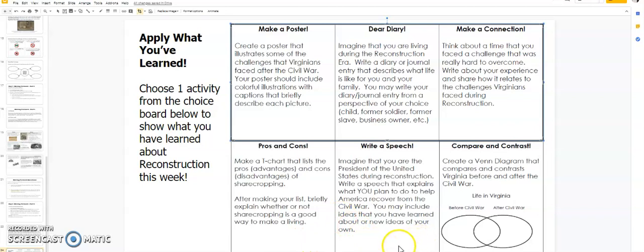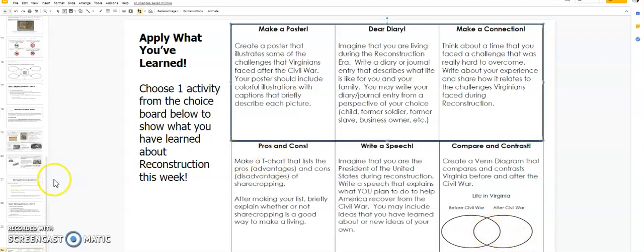Here, write a speech is our next option. Imagine you are President of the United States during Reconstruction. Write a speech that explains what you plan to do to help America recover from the Civil War. You may include ideas that you have learned about or new ideas of your very own. And our final choice is to compare and contrast. Complete a Venn diagram that compares and contrasts Virginia before and after the Civil War. So on one circle, it'll be before the Civil War, the other circle will be after the Civil War, and then what stayed the same.